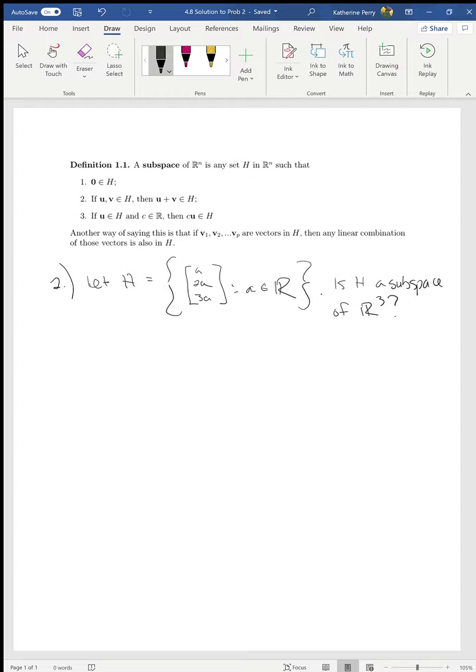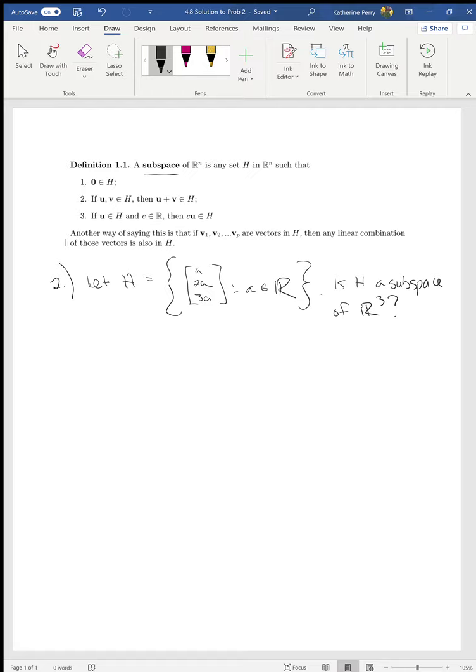All right, so in class we first defined what it meant for something to be a subspace, and I've copied that definition here. And then we had two problems with a definition of a set in each, and the question was to determine whether or not that set was a subspace. And so here's the second set. This was problem number 2 on the 4.8 practice problems.